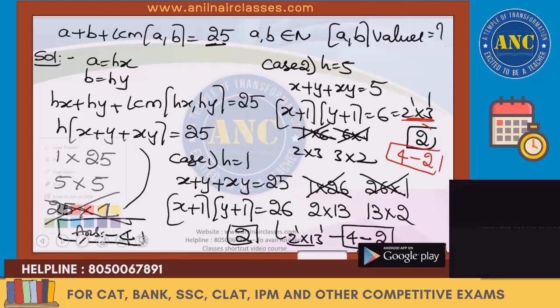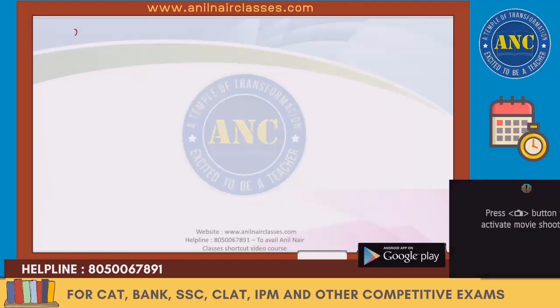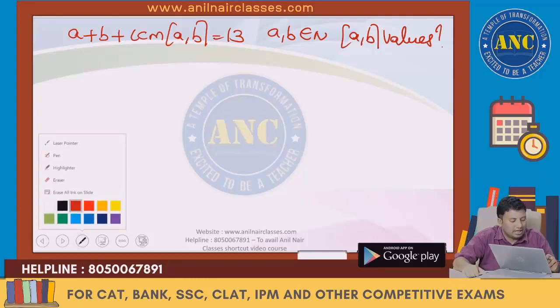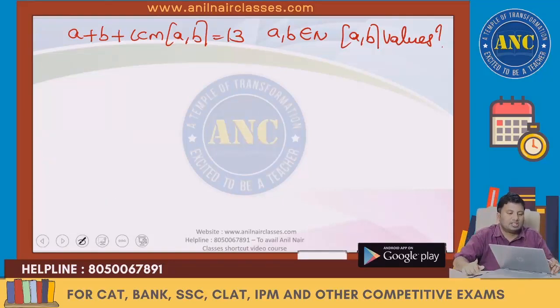Last problem under this case: what if the right hand side is a prime number? A plus b plus LCM of a comma b is 13, where a and b are natural numbers. How many values can a and b take?